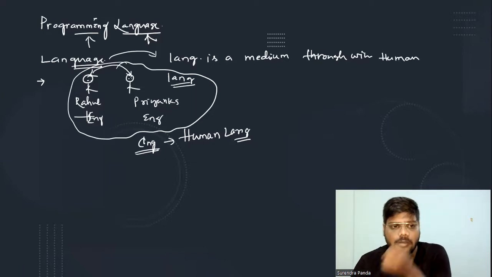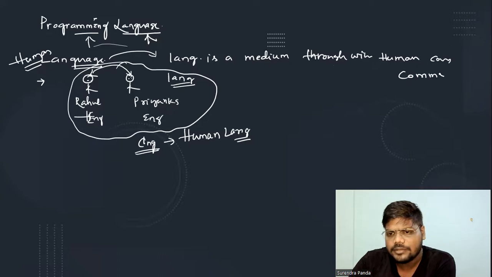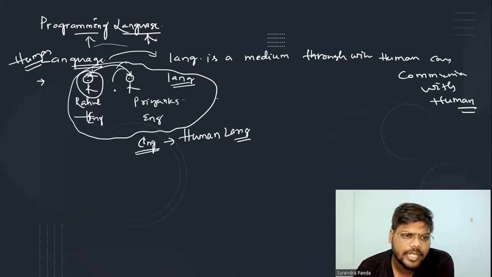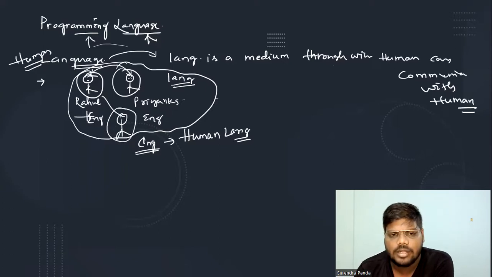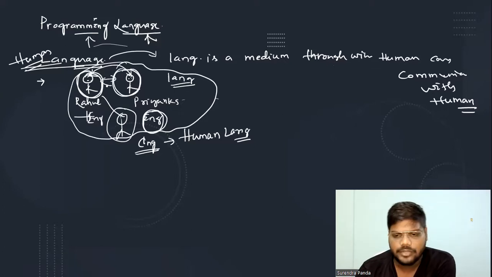If I talk about human language, I'm not talking about programming language. Human language means it is a medium through which a human can communicate with another human. If one human being wants to communicate with another human being, we require a language called a human language. Whether it may be Japanese, Hindi, English, Telugu, Tamil, Spanish, some kind of language is there, I hope. Sir, what is the requirement of a human language? If a human being wants to communicate with a human being, then we require human language.